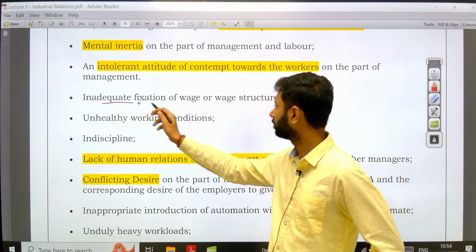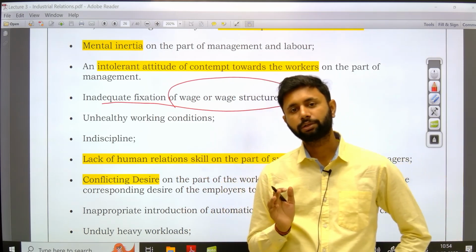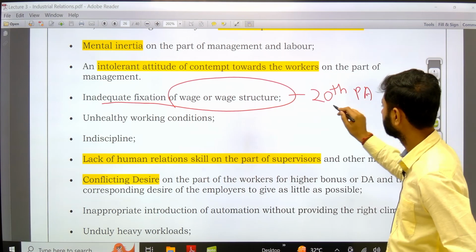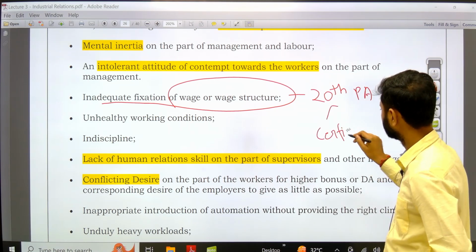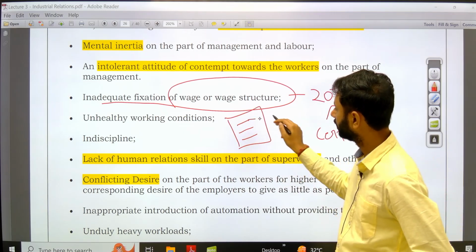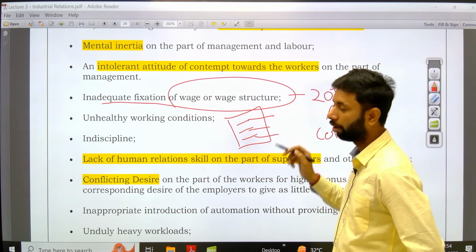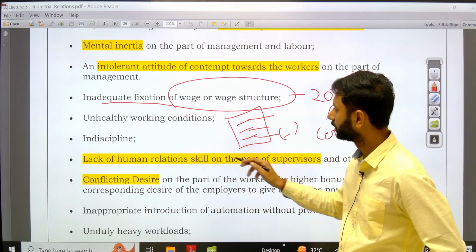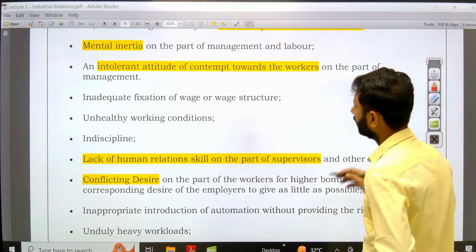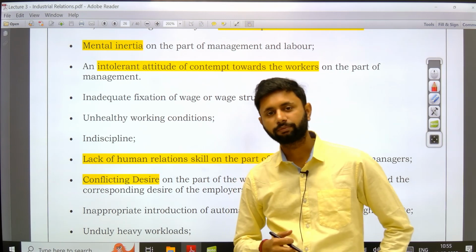See, inadequate fixation of wage or wage structure. Even in the mid 19th century or in the mid 20th century, we've discussed a provincial act about standing certification, where an employer must clearly and with precision tell in what conditions the worker will work in an employment, what the wages will be exactly, and what the contract will be, if any, of what duration. If these things are not fixed and the worker is still unsure of his working condition, obviously at one point of time issues will come.